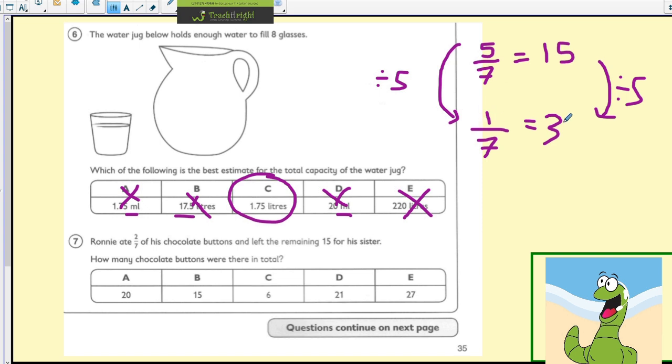So 1/7 is 3. Okay, well then what would 7/7 be? Well, how much bigger is it? It's going to be 7 times bigger. So my answer is going to be 3 times 7, which is in this case 21. So we had 21 sweets to begin with, which I've got to say is a pretty good number of sweets.